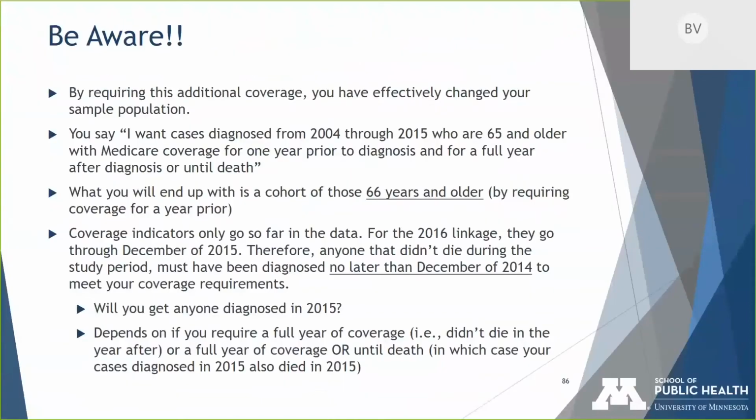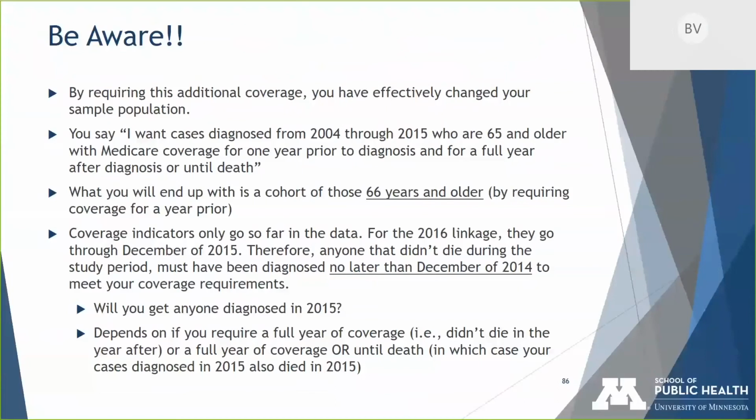So to summarize, by requiring that additional coverage, you've effectively changed your sample population a little bit. You said, I want cases diagnosed from 2004 through 2015, 65 and older, with coverage for 1 year prior to diagnosis, at diagnosis, and for a full year after diagnosis or until death. Well, what you actually end up with is a cohort of those 66 and older. That's because you've required that coverage for the year prior, and coverage indicators only go so far.